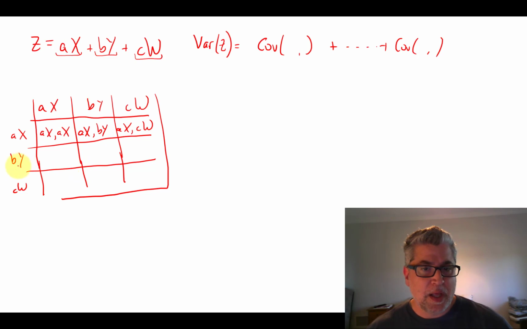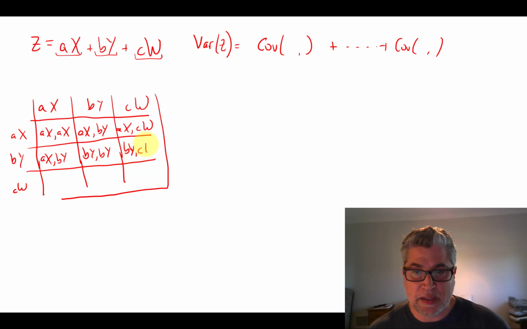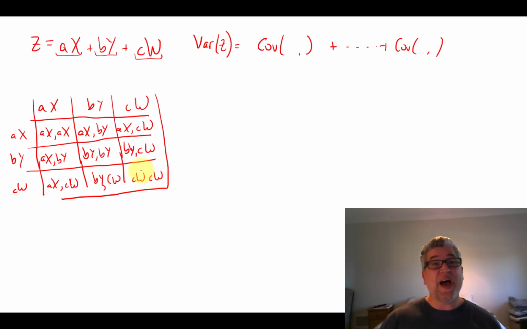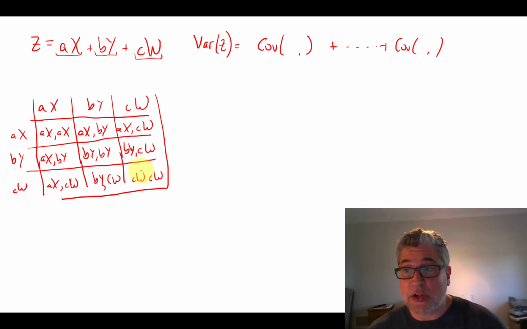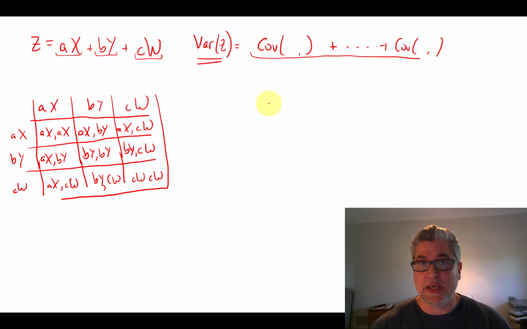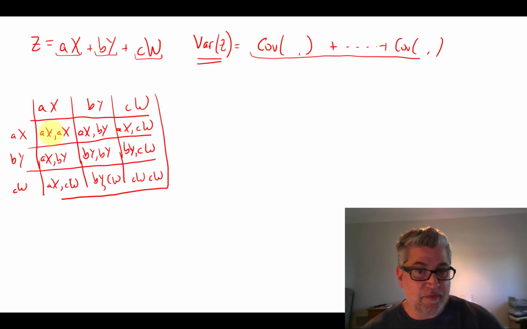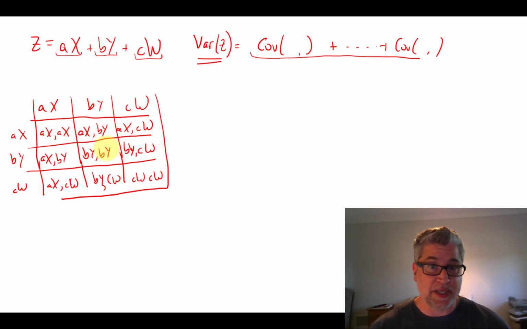Likewise, all the things that can match up with by. So ax, by, by, by, and by, cw. And then all the things that can match up with cw. So ax, cw, by, cw, and cw, cw. So we have 9 different covariances. And that's ultimately what this thing is. Our final answer for what the formula is for the variance of z is really the covariance of each of these things added up together.